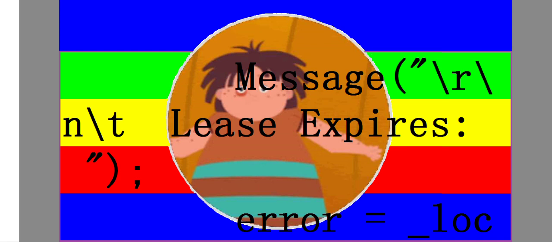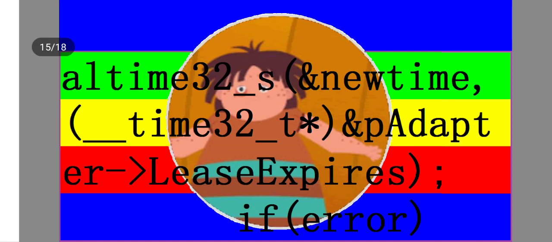error = _localtime32_s(&newtime, (_time32_t *)&pAdapter->LeaseExpires); You can copy and paste &pAdapter->LeaseExpires. if (error).